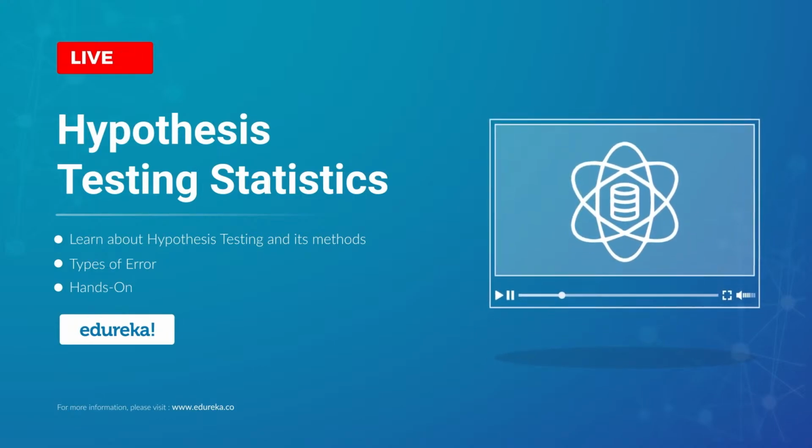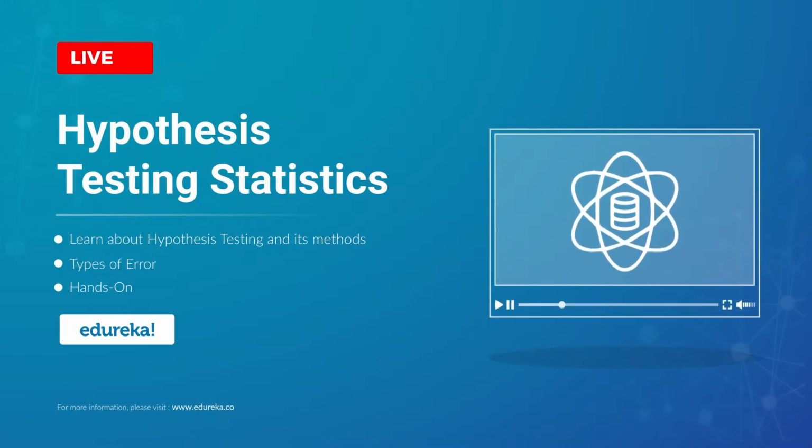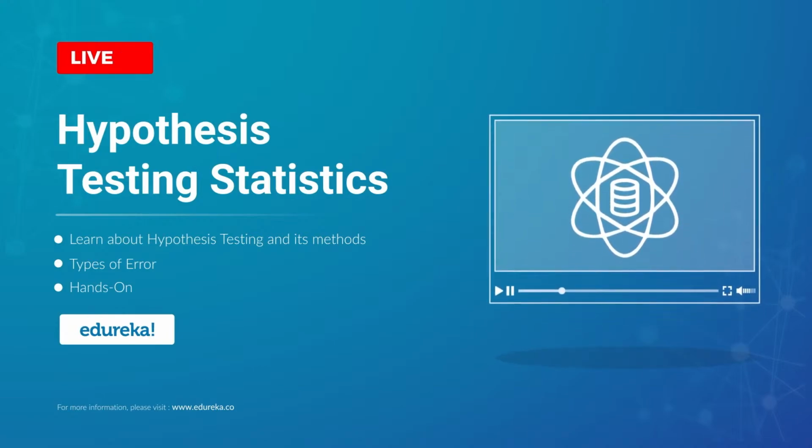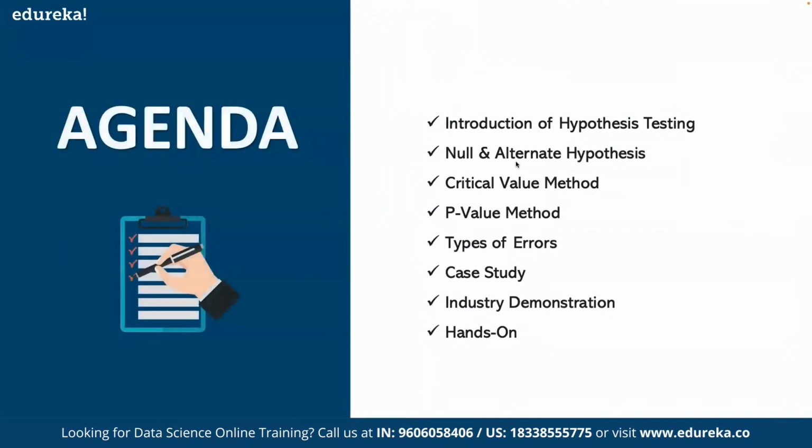So, as we progress in today's session, we'll be learning statistical hypothesis testing. We'll look into what exactly hypothesis testing is. We'll understand the concept of null hypothesis and alternate hypothesis. And we will look into one of the well-known methods called the critical value method in performing the hypothesis testing. Then we will look into the concept of the p-value method. How do we perform the hypothesis testing by referring to the p-value?